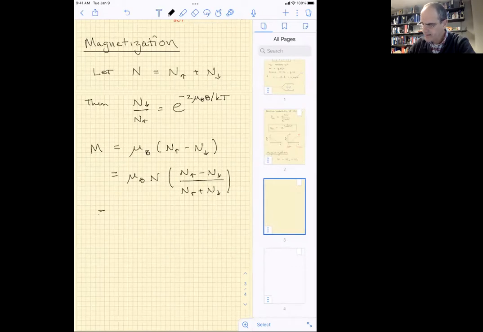So then the next step, we can replace these with the Boltzmann factor. So dividing top and bottom by N up, we get mu B N times (1 minus N down over N up) divided by (1 plus N down over N up). And now this ratio, N down over N up, that's just given by the Boltzmann factor.